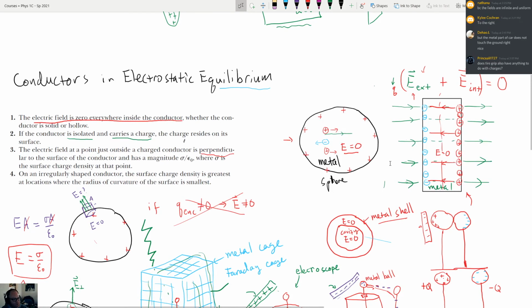Okay, so your question was, does tire grip have anything to do with charges? I don't know. What do you all think? Tire grip. I would say almost all forces have something to do with charges, and the friction force is no different. Oh, is that what he's talking about? The friction? I think so. Yeah, grip is friction, right?